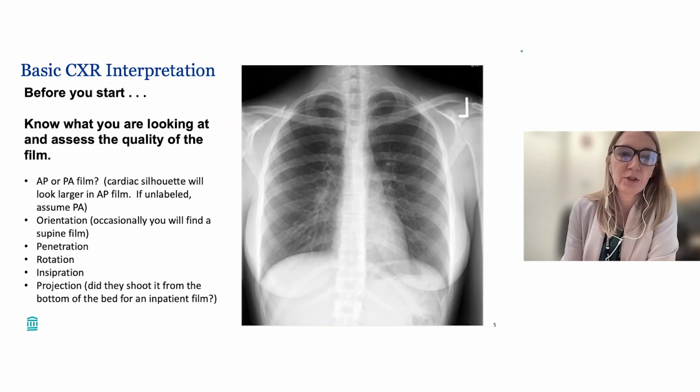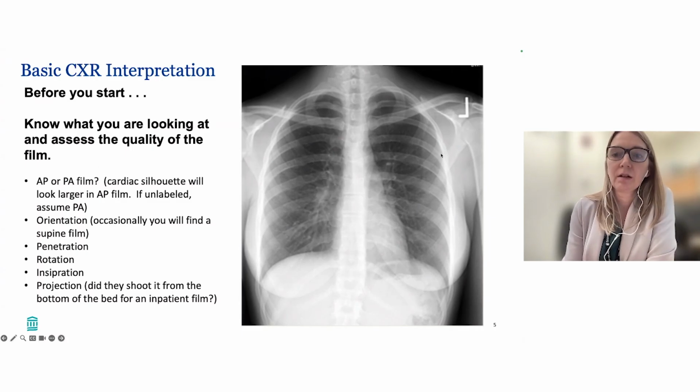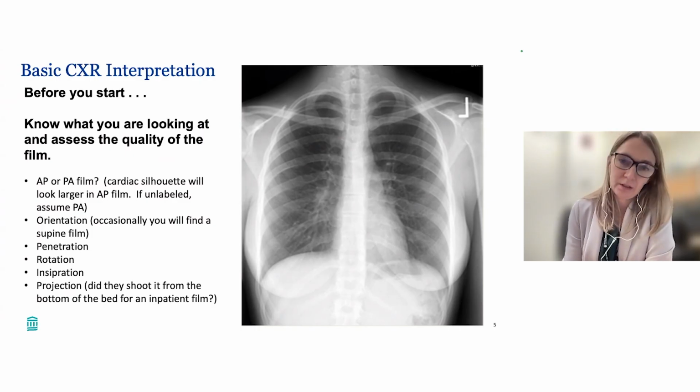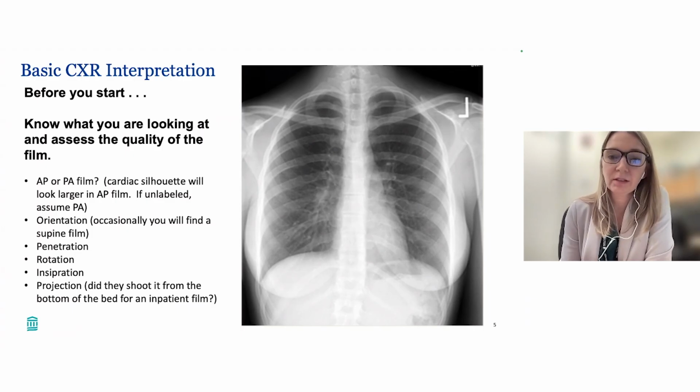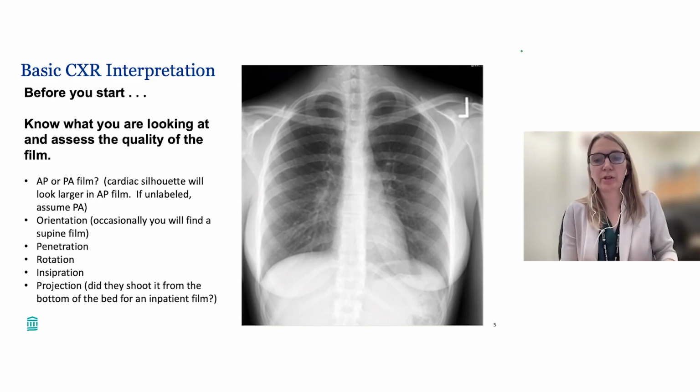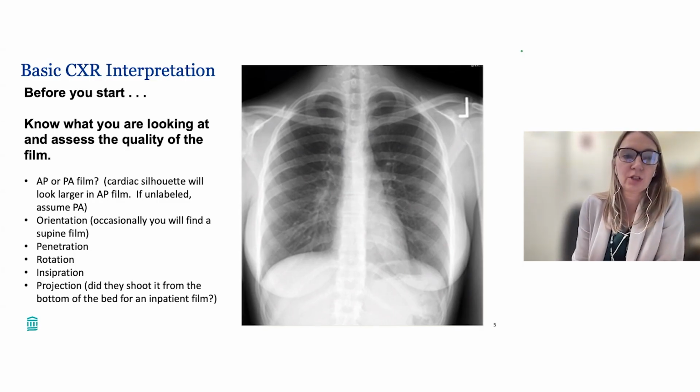Most films will have an orientation marker, generally on the left, as noted on this film. Occasionally, you will get a film with abnormal orientation, so just be aware. You need to know if the film is over-penetrated or under-penetrated, as that will influence your interpretation. You can generally assess whether the patient is rotated by looking at the position of the clavicle heads in relation to the spine. A rotated patient can appear to have mediastinal abnormalities that are not real. And then, is the patient making a reasonably good inspiratory effort? And finally, is the projection normal? Sometimes, particularly inpatient, the chest x-ray will be shot from the foot of the bed and not head on, which can change what you are looking at.